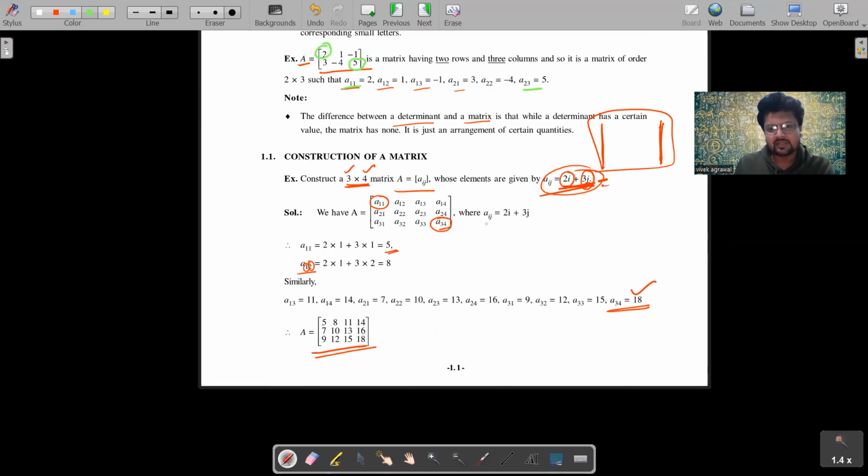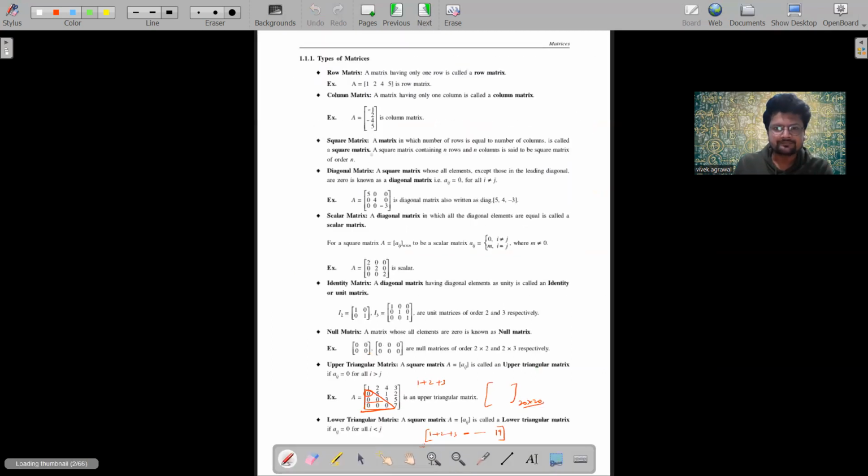For the construction of any matrix, sometimes a formula will be given to you in the form of i and j, and you have to form each and every element of the matrix with the help of the formula. You just have to put the values of i and j.